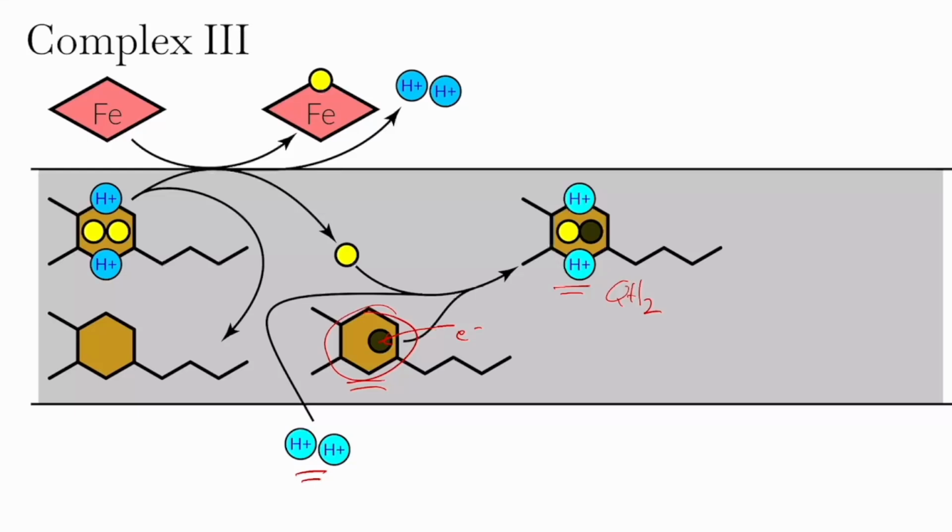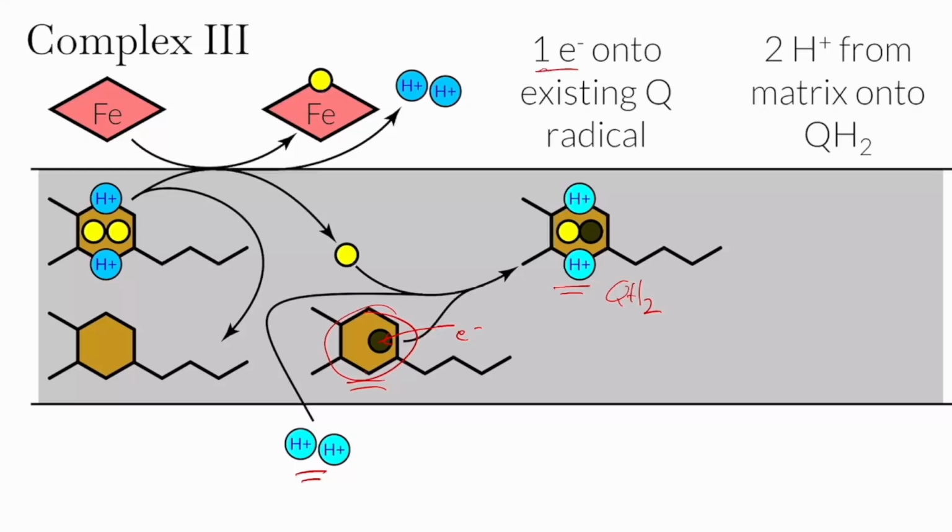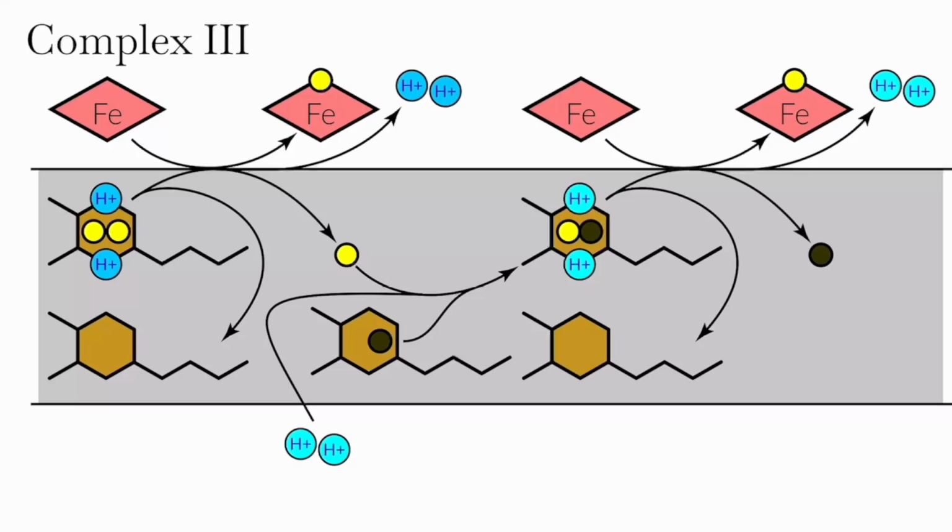What happens next is exactly like what we just saw happening there. We load that electron onto the existing radical, and we move 2 protons from the matrix onto QH2. The last step looks a heck of a lot like this one. So if this is step A, this is step B, right? And in step B, we're taking our QH2 and we are pulling the electrons out. One of the electrons goes onto our cytochrome C. One of the electrons goes back into the complex where it's going to continue in the Q cycle.